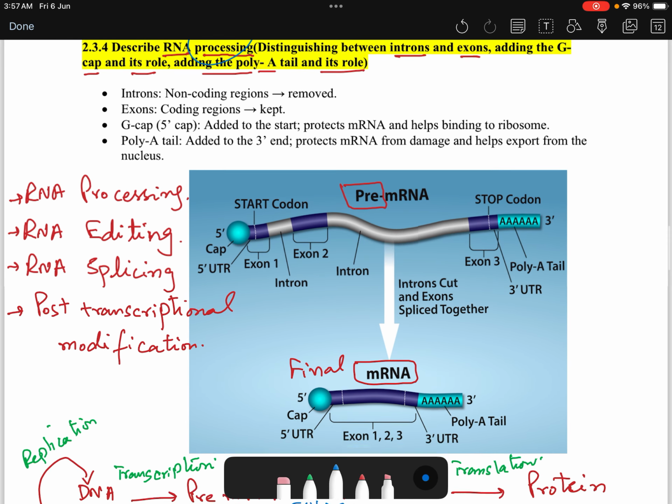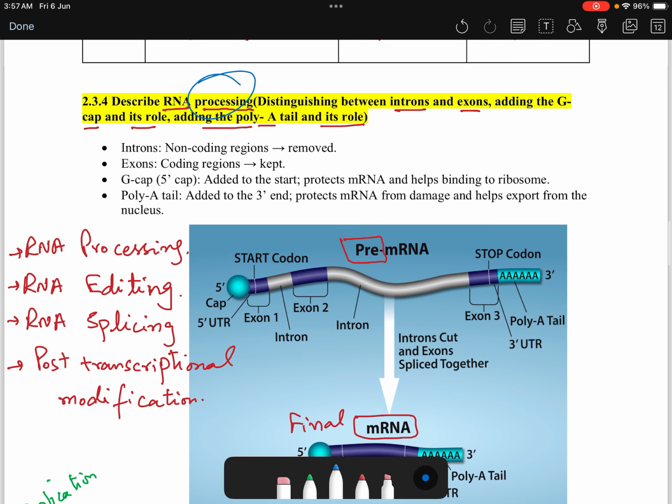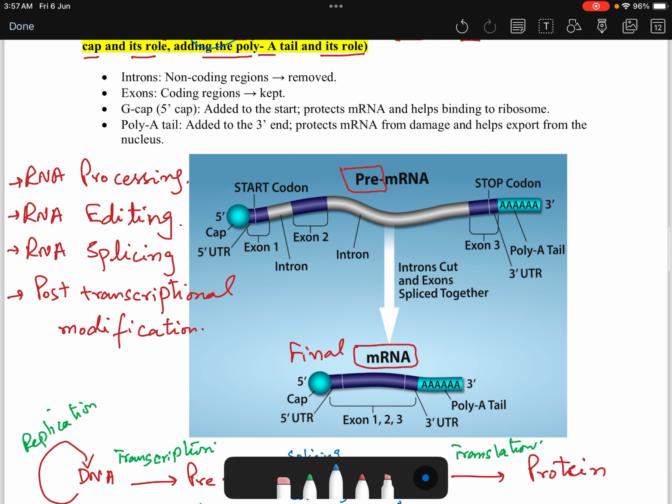Okay, now what happened in this processing? Only 4 major things happen, which are listed on the top. Okay, so what are the 4 major things happening? Number 1, if you see this pre-mRNA, once you have the pre-mRNA, you see that it will get a cap that is a 5' cap, and it will get a tail that is a 3' tail. So 2 editings happen. Now you see here introns and exons, there are the 2 parts.